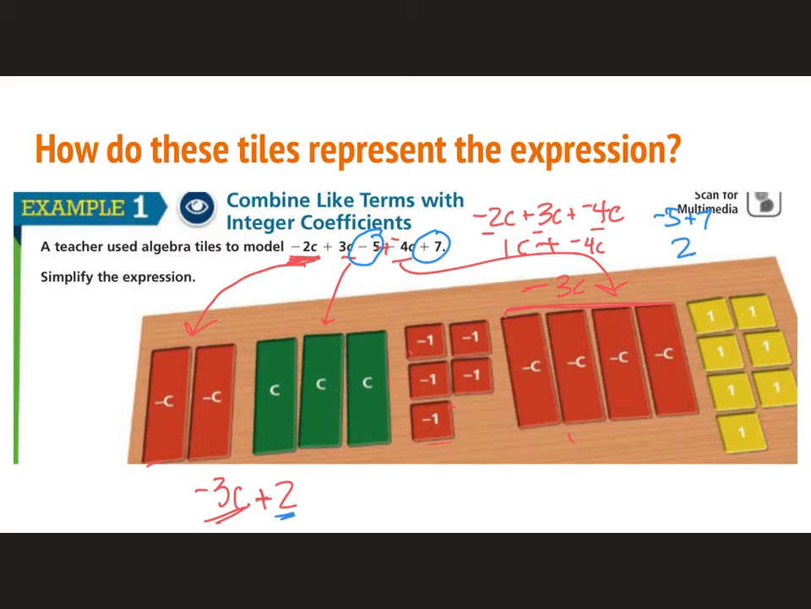So there, we've combined like terms. We added the c's with the c's and the constants with the constants. And the simplified expression is negative 3c plus 2.